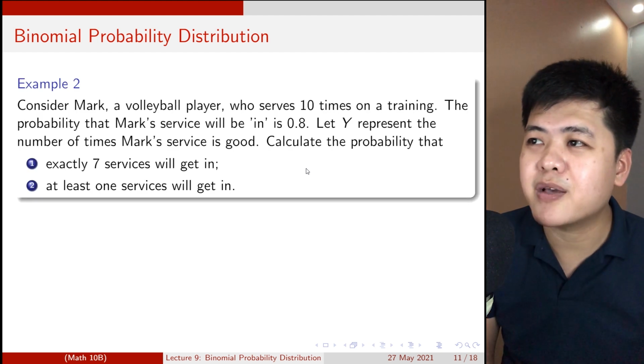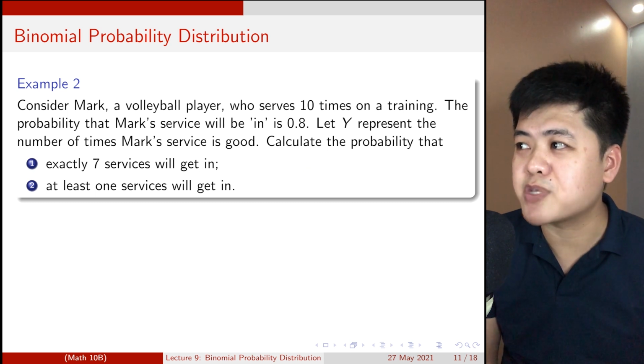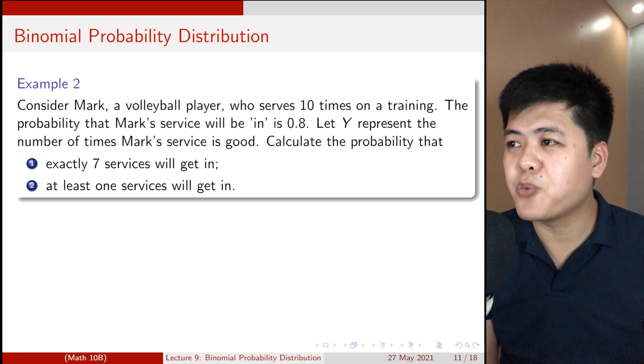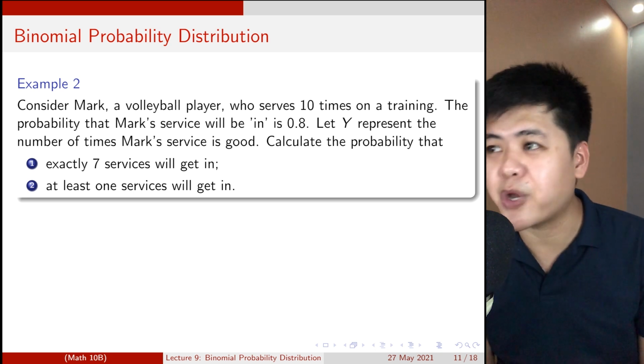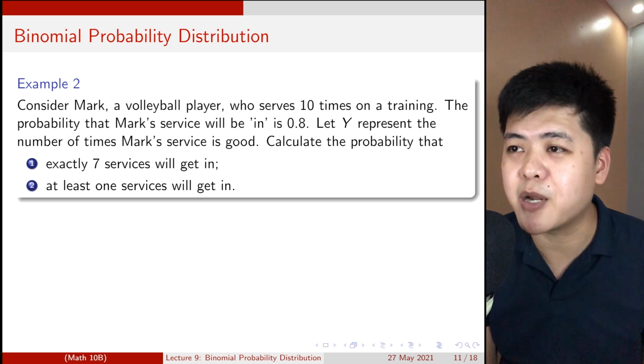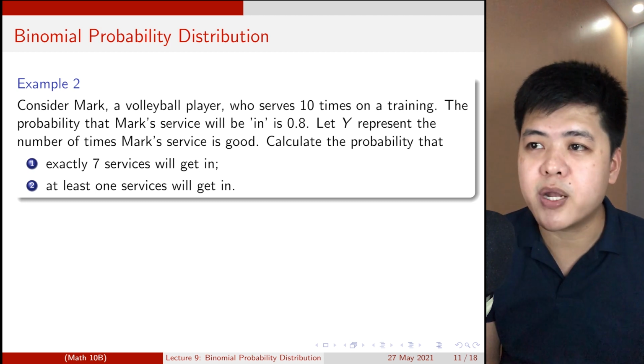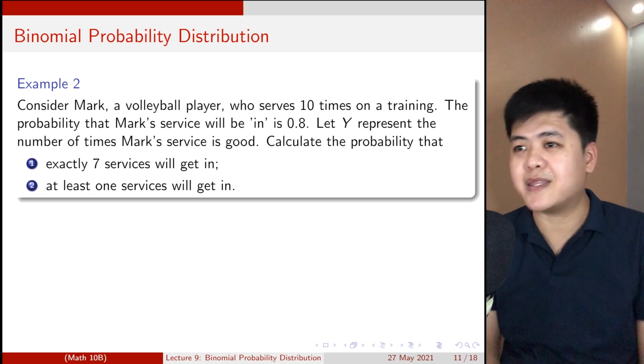Now, consider Mark, a valuable player who serves 10 times on a training, katulad nung kanina. The probability that Mark's service will be inside or in is 0.8. Let y represent the number of times Mark's service is good. Calculate the probability that, number 1, exactly 7 services will get in.